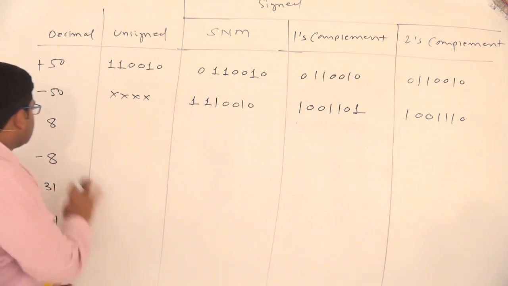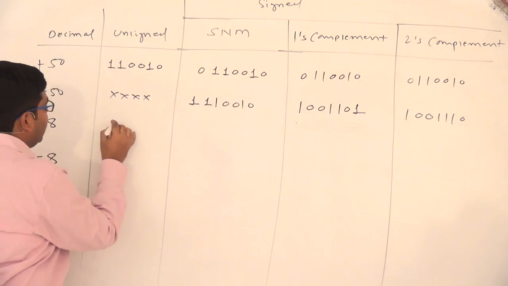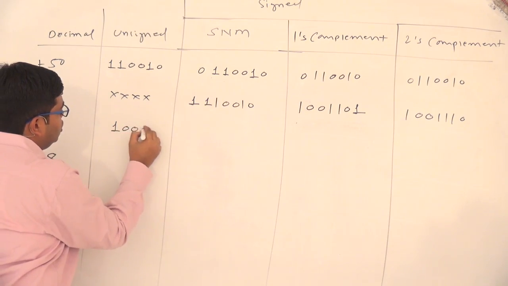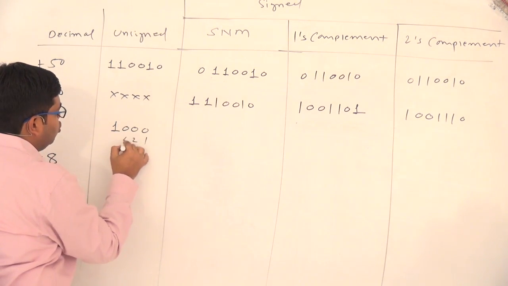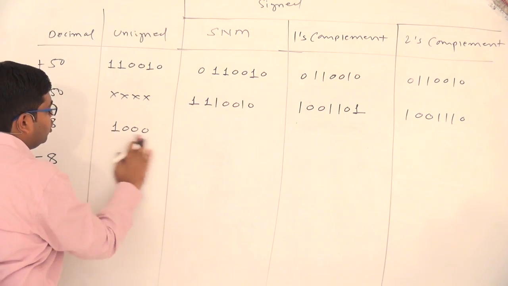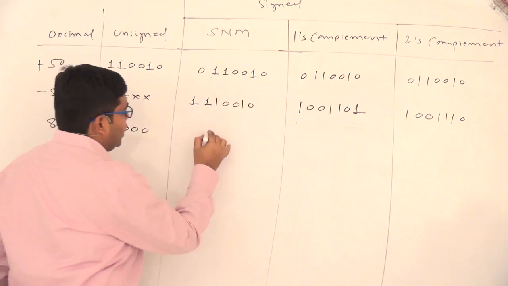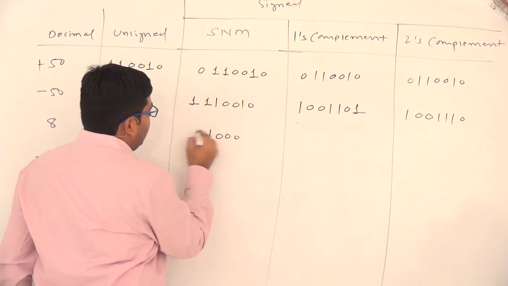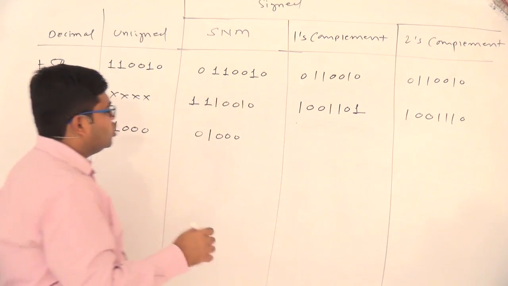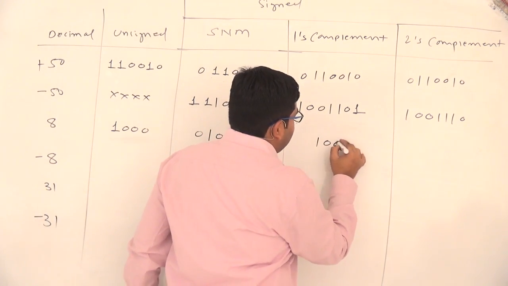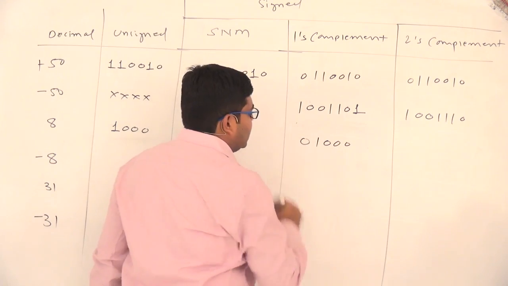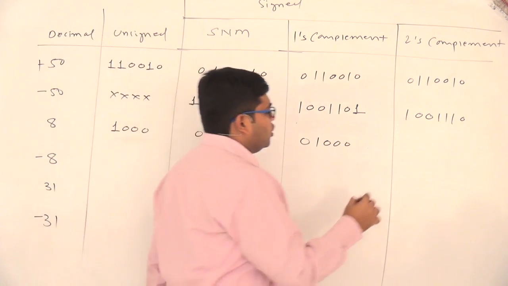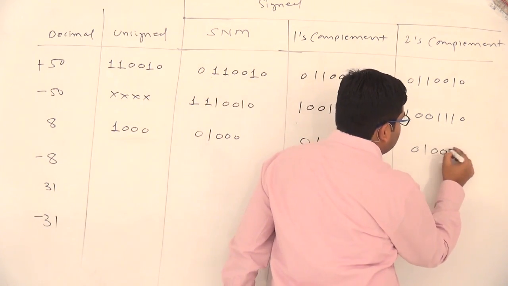Fine. Now let's talk about 8. 8 in unsigned will be 1, 0, 0, 0. This is 1, 2, 4 and 8. 8 into 1 will be equal to 8. Now in sign and magnitude, you write down the magnitude, which is 8, and add the plus sign. Similarly in 1's complement, you write down the magnitude, which is 1, 0, 0, 0 and add the sign bit. In 2's complement also it will be 0, 1, 0, 0, 0.